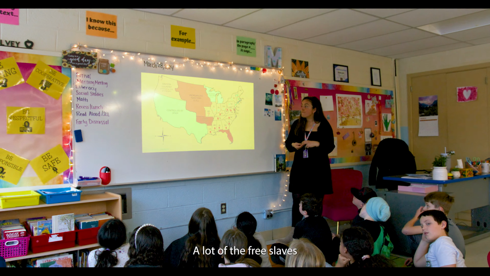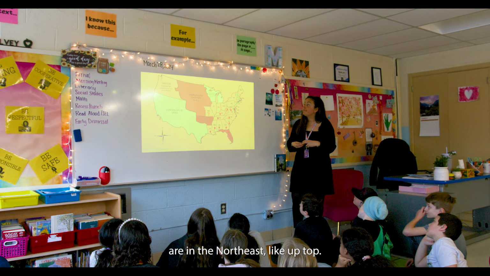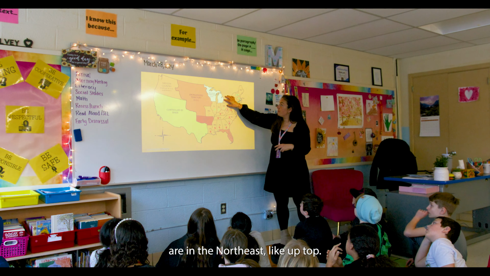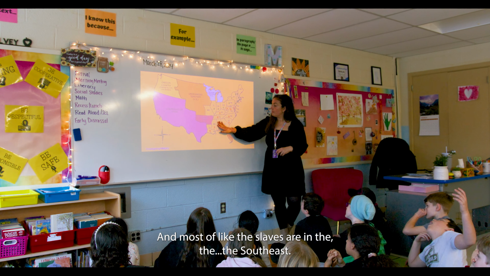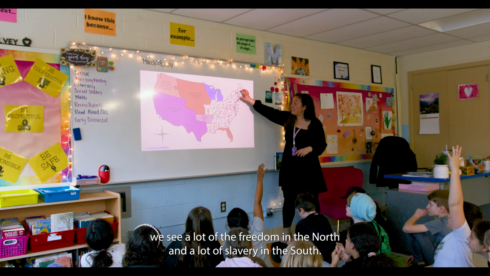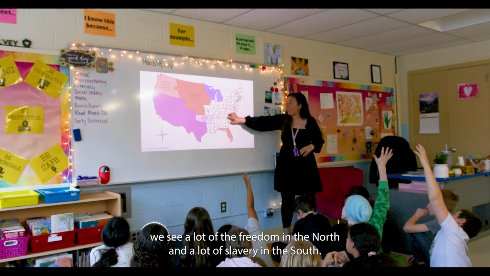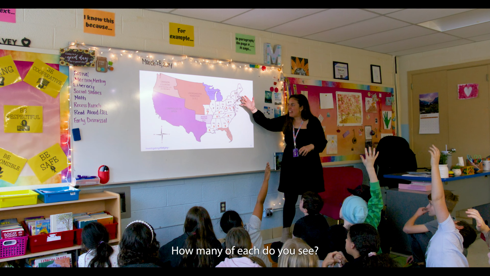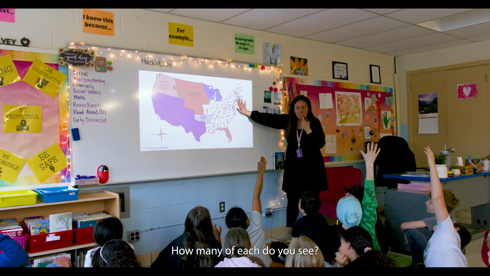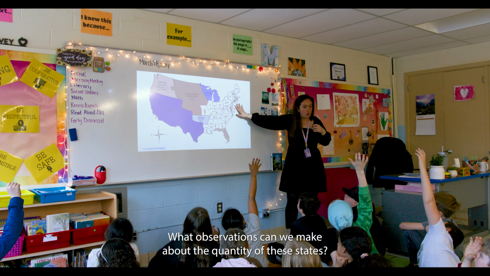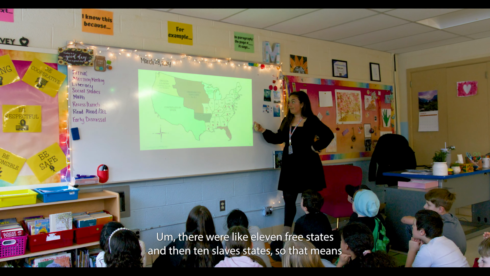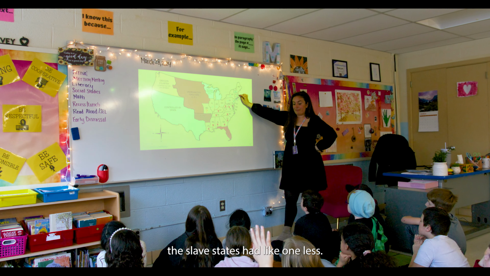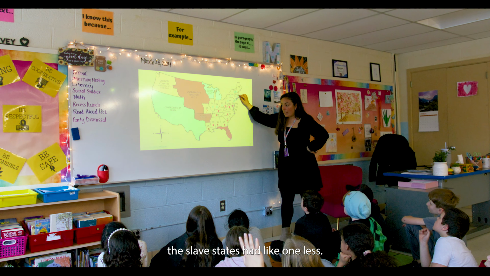A lot of the free states are in the northeast, like up top, and most of the slave states are in the southeast, exactly. So we see a lot of the freedom in the north and a lot of slavery in the south. How many of each do you see? What observations can we make about the quantity of these states? There were like 11 free states and then 10 slave states. So that makes the slave states like one less.